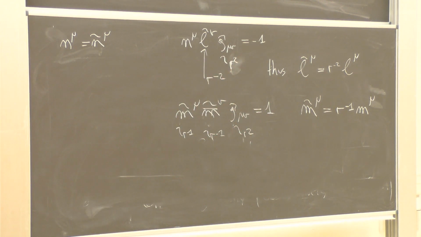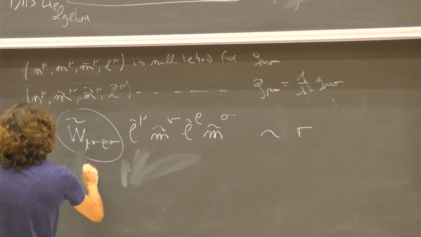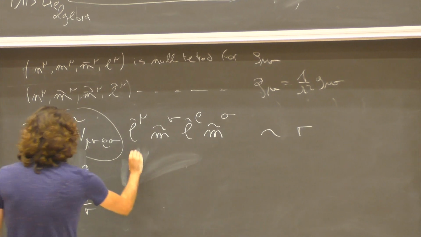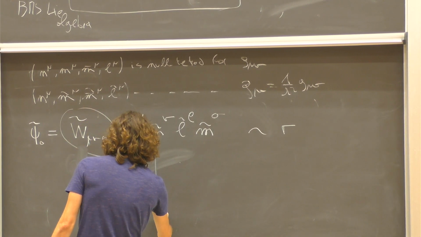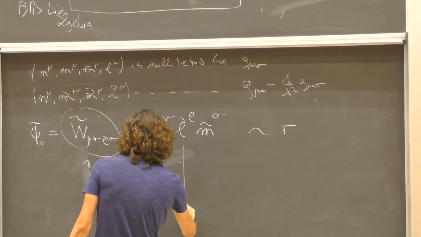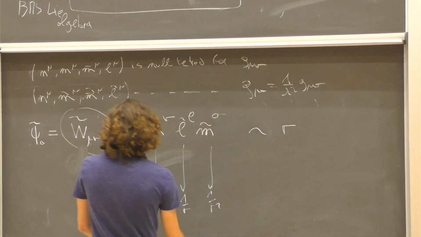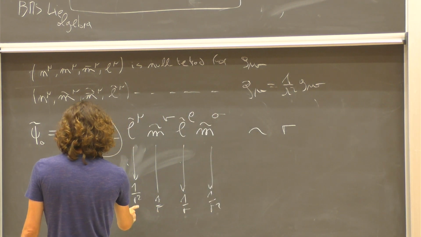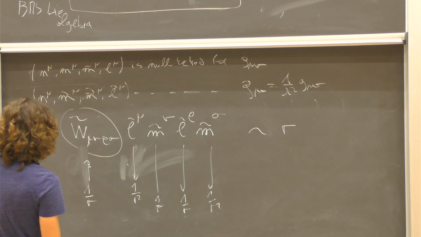And therefore, what did we find? Well, this goes like 1 over r squared. This goes as 1 over r. This is 1 over r squared. This is 1 over r. This is 1 over r. This is 1 over r squared. And therefore, we add up 2, 3, 4, 5, 6. What's going on? Yes, this is not going right.